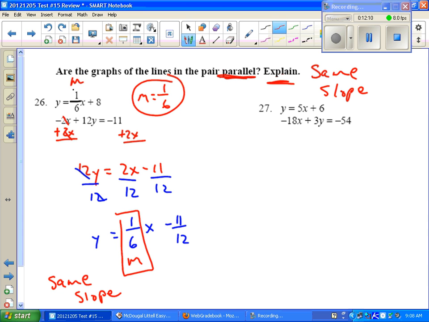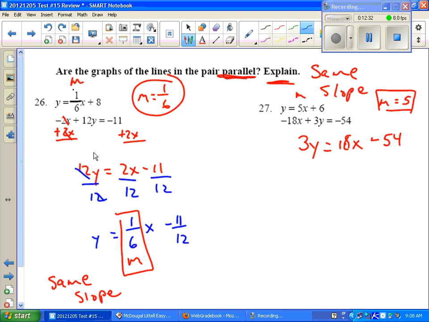So we need to check to see on 27 if they also have the same slope. Y equals mx plus b. So your first slope is easy to see. M is equal to 5. You have to move your second equation around to see the slope. Add 18x to both sides, and you're left with 3y equals 18x minus 54.